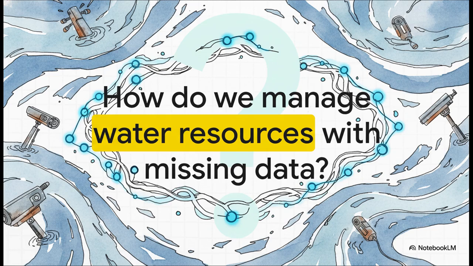Okay, let's dive into this. Picture this. How exactly do we manage global water resources when the data we desperately need, well, it simply doesn't exist? It's a huge, high-stakes reality. All over the world, the mathematical models we use to predict droughts and floods rely on continuous streamflow records. But out in the real world, data collection is messy. Sensors break, storms wipe out entire equipment setups, and suddenly we're left with these massive blind spots in our data.